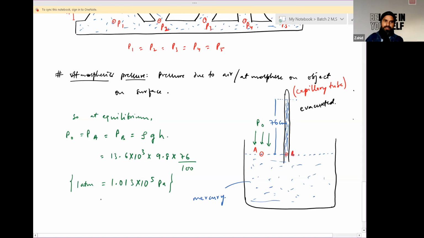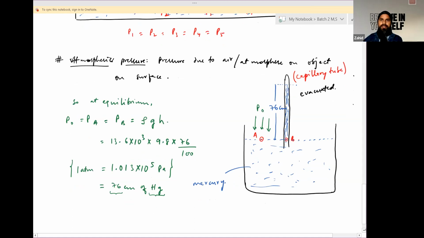You may have learned this particular term in your earlier classes as 76 centimeter of Hg. This is the representation of atmospheric pressure in terms of a vertical column of mercury. 76 is the vertical column or height, and Hg is mercury. So if you put this in the above formula, you will get 1.013 into 10 to the power 5 Pascal. Just write it down.